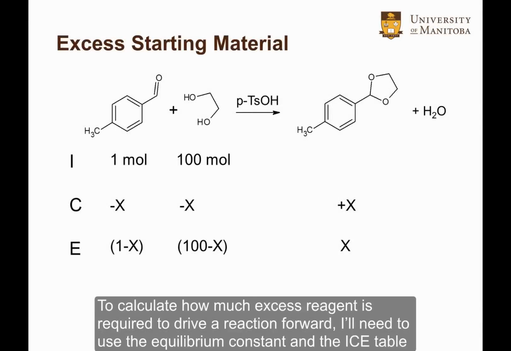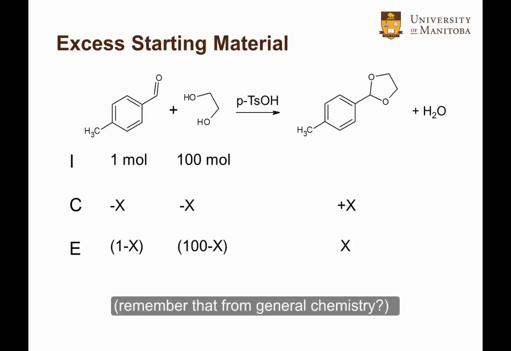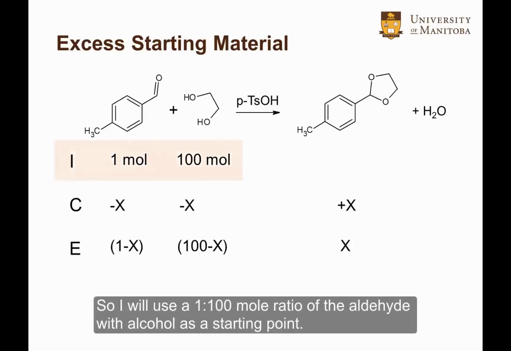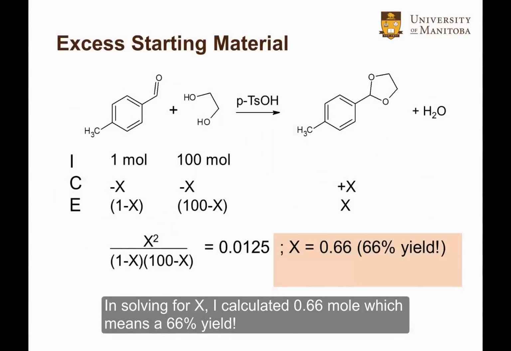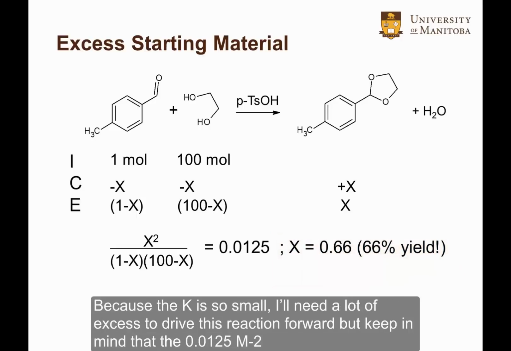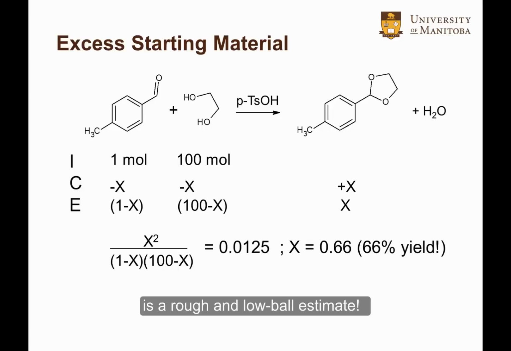To calculate how much excess reagent is required to drive a reaction forward, I'll need to use the equilibrium constant and the ICE table. Remember that from general chemistry? So I will use a 1 to 100 mole ratio of the aldehyde with alcohol as a starting point. In solving for X, I calculated 0.66 moles, which means a 66% yield. Because the K is so small, I'll need a lot of excess to drive this reaction forward, but keep in mind that the 0.0125 (1.25 × 10^-2) is a rough and lowball estimate.